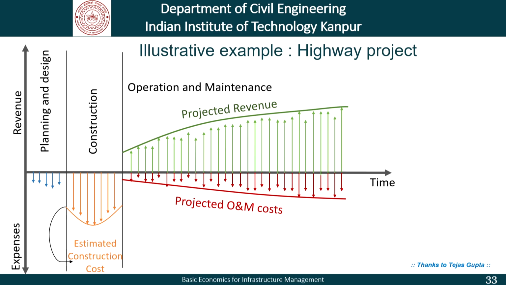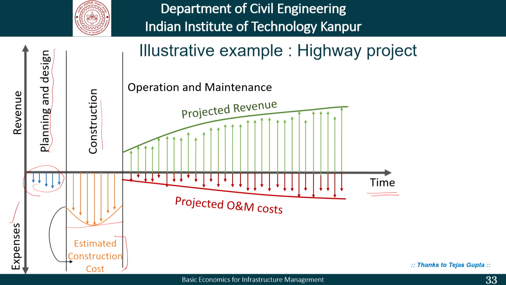As an example, let us talk of a highway project. Now, in the case of a toll highway project, there is a certain amount of time where there will be planning and design activities, and a certain amount of expenditure will be incurred. After this, we will start the construction phase, where some more expenditure is going to be incurred. And this, after all, is only the estimated construction cost.